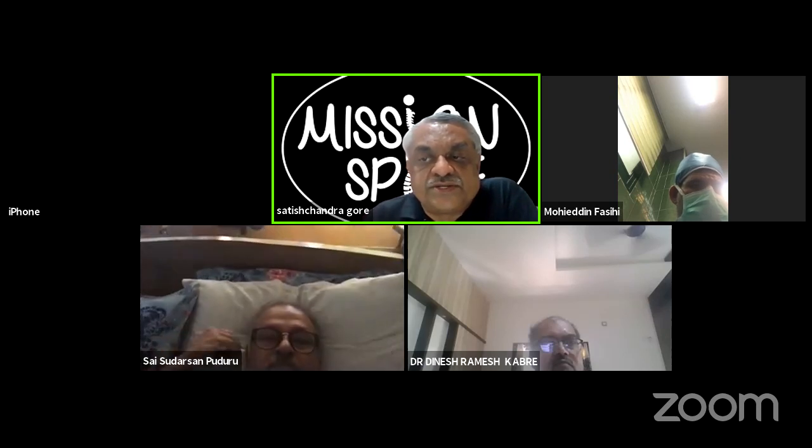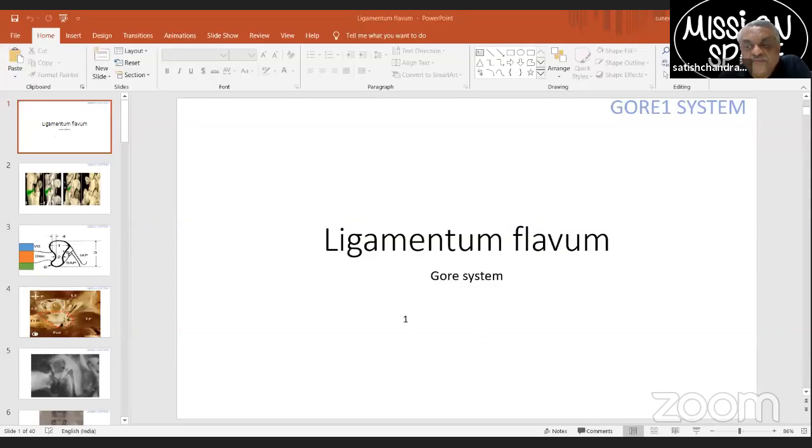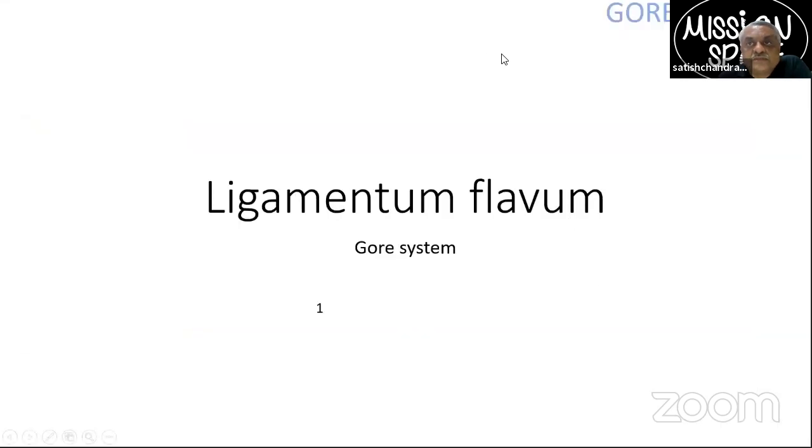So I'm starting my presentation. This is based on my personal understanding of the ligamentum flavum. In the slideshow, I'm going to use this pointer, which is like a laser pointer, and I hope you're able to see. Please put in the chat that you're able to see. This is a pointer which at present I'm putting on the word flavum. Are you able to see that? Okay, fine, very good. So we start our presentation and let's see what we learn.